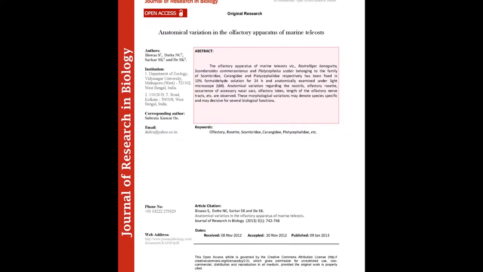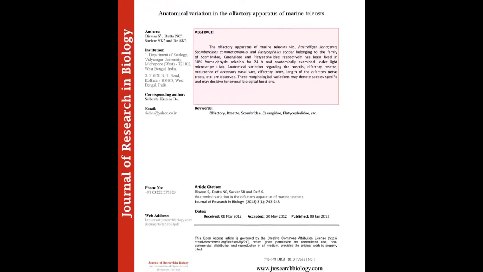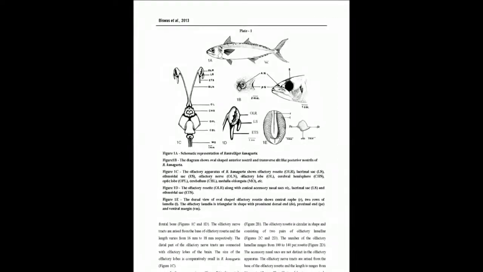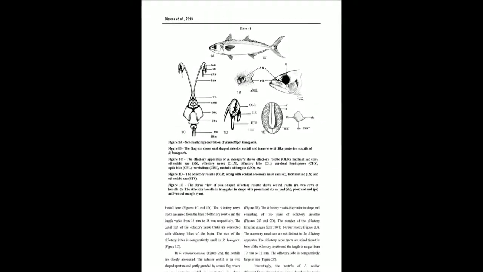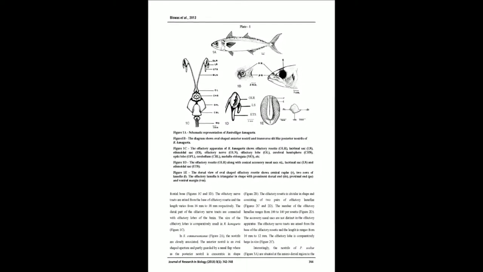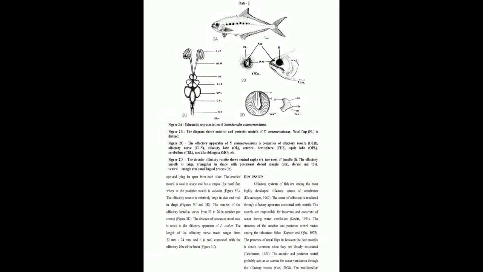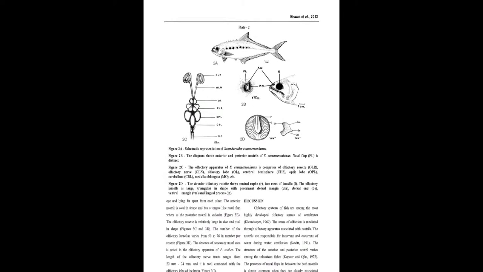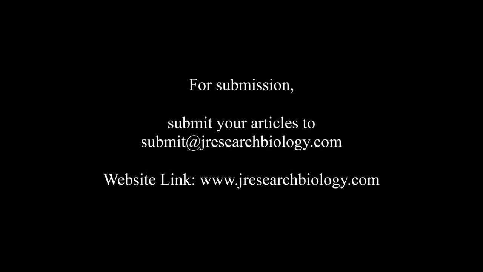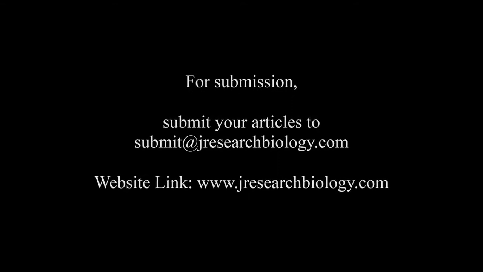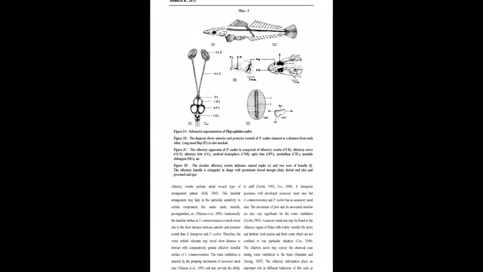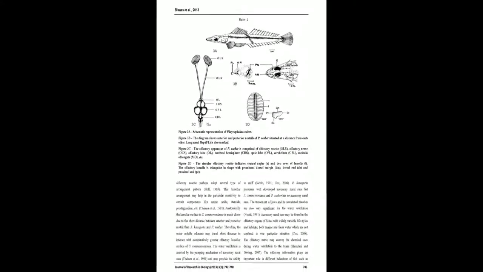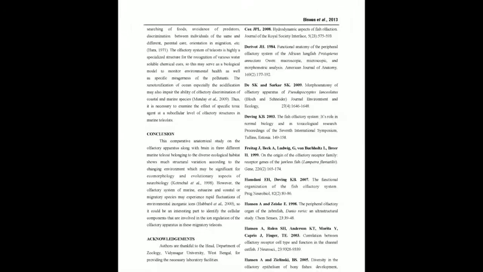The olfactory apparatus of marine teleosts Rastrelliger kanagurta, Scomberoides commersonianus and Platycephalus scaber, belonging to the families Scombridae, Carangidae and Platycephalidae respectively, has been fixed in 10% formaldehyde solution for 24 hours and anatomically examined under light microscope (LM). Anatomical variation regarding the nostrils, olfactory rosette, occurrence of accessory nasal sacs, olfactory lobes, length of the olfactory nerve tracts, etc. are observed. These morphological variations may denote species specificity and may be decisive for several biological functions.